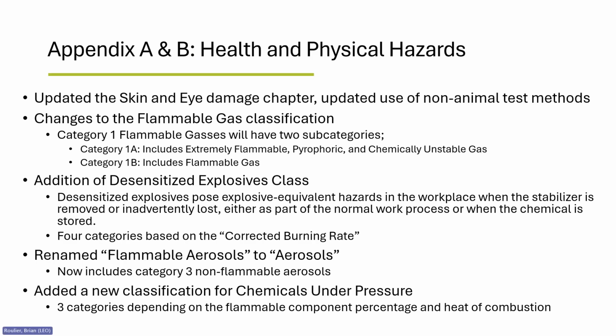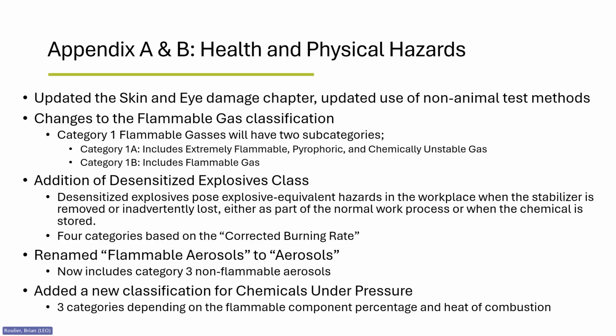Appendix A, which addresses health hazards, was updated with the skin and eye damage chapters and includes additional non-animal test methods to promote alternative methods that do not involve animals. Appendix B is the section of the standard which lays out the classification criteria for physical hazards. This section updated some of the classifications and hazard categories.